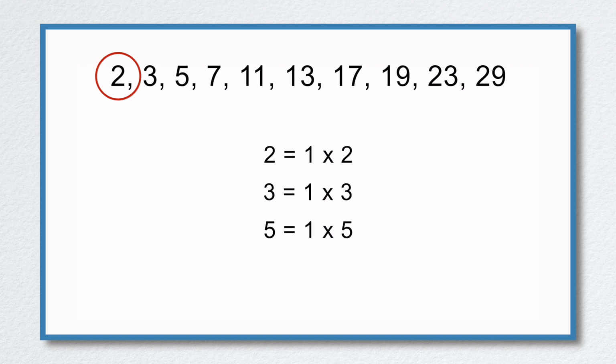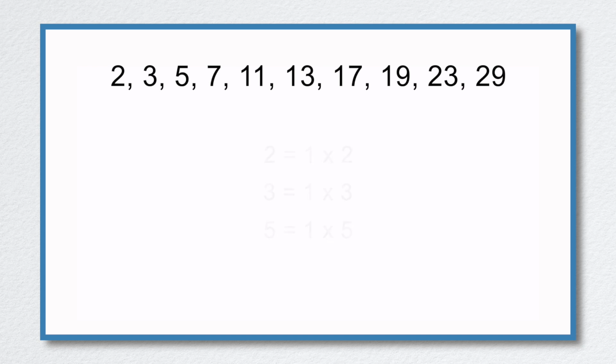Notice that the smallest prime number is 2. It also happens to be the only even prime number. Notice that 1 is not a prime number. 1 only has one factor, and we're going to be coming back to 1 later on.